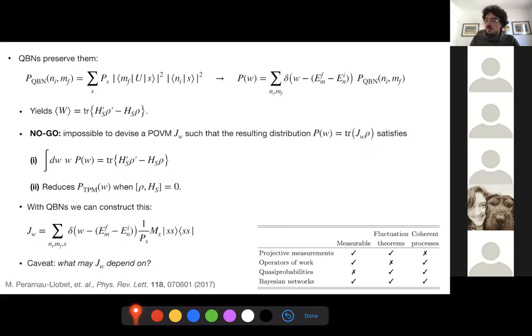So we're also being a little bit careful in claiming that we're violating the no-go. I mean, we really don't want to get into that, but this is an interesting caveat. We can construct a POVM from the QBNs, but this will depend on the initial state indirectly because it depends on the populations and the eigenstates.